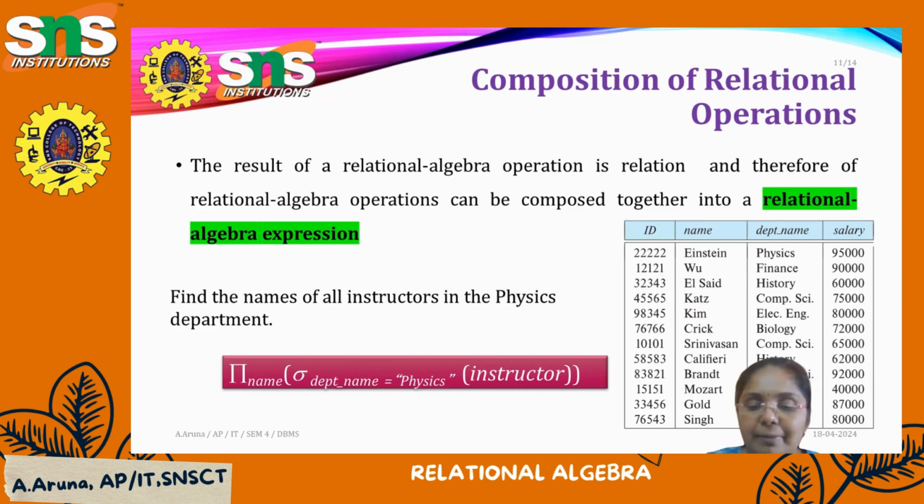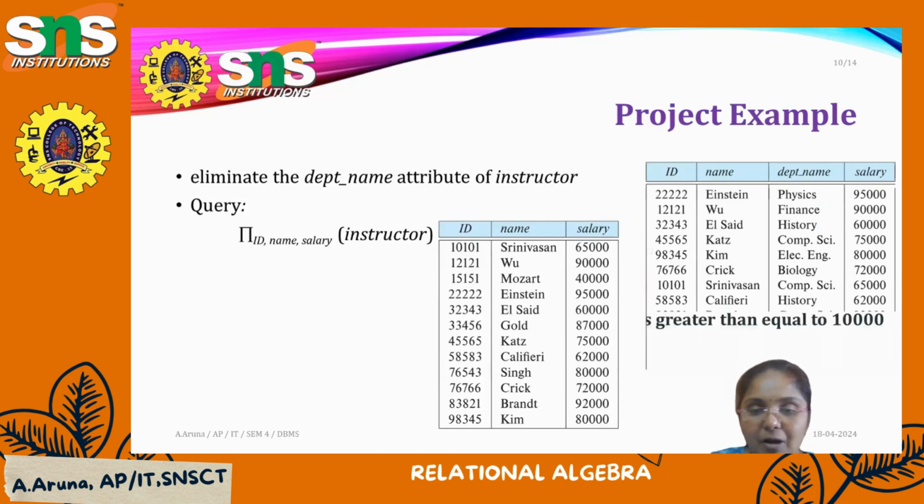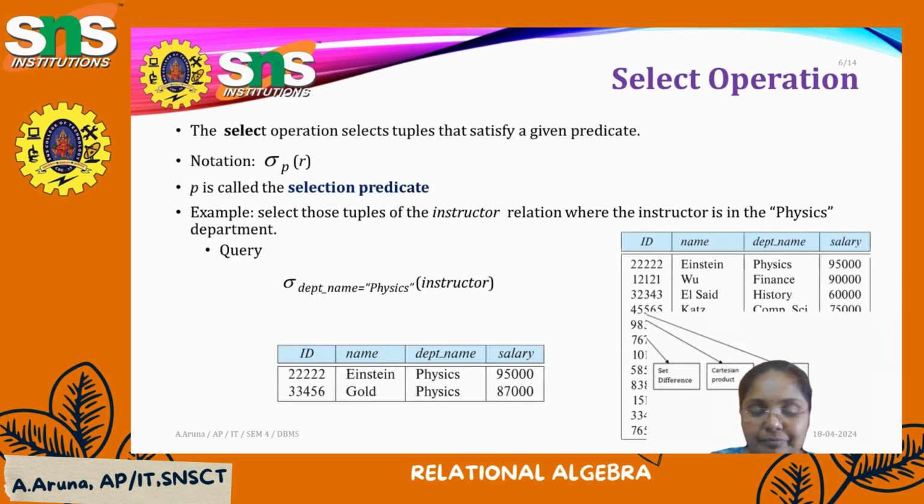Normally in the C programming language and other programming languages, we have nesting. This is nothing but nesting. Here, first it will execute the inner query, and after that it will execute the final query. Here we have pi of name, and the remaining part selects the physics department from the instructor. So you can get an output like this.